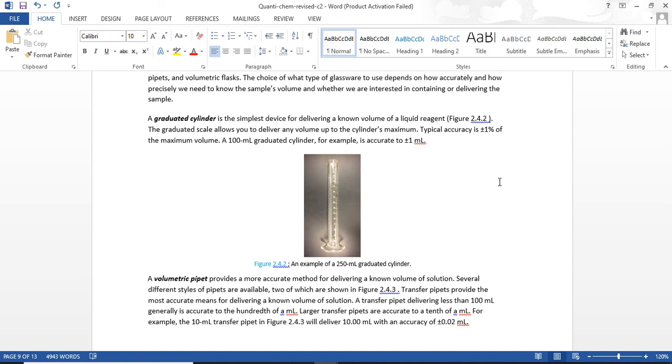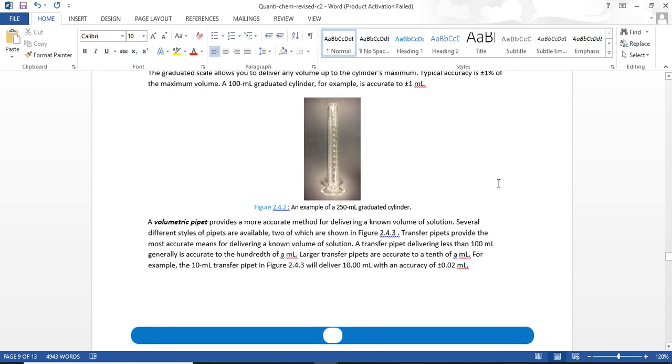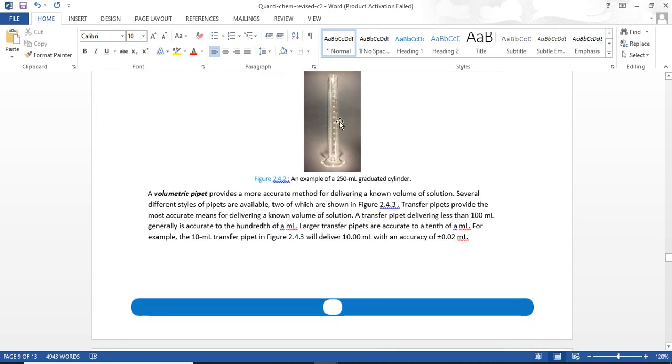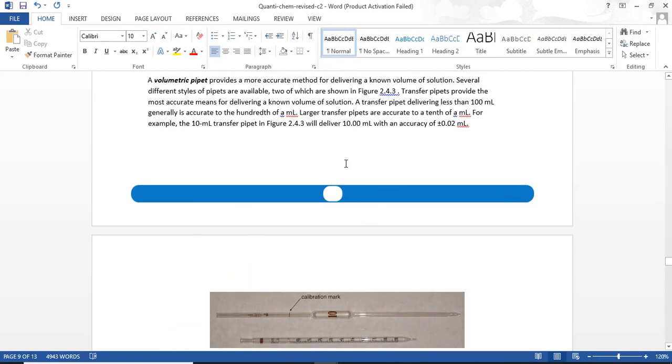First, you have here your graduated cylinder. It is the simplest device for delivering a known volume of liquid reagent. The graduated scale allows you to deliver any volume up to the cylinder's maximum. Typical accuracy for a graduated cylinder is plus or minus 1% of the maximum volume. A 100 mL graduated cylinder, for example, is accurate to plus or minus 1 mL. Here is a picture of a graduated cylinder.